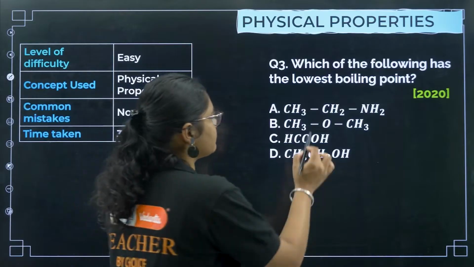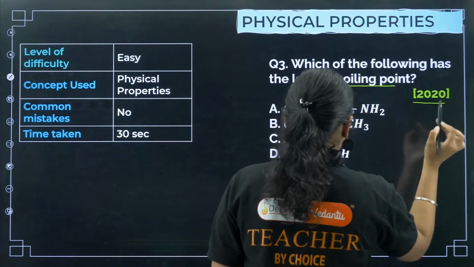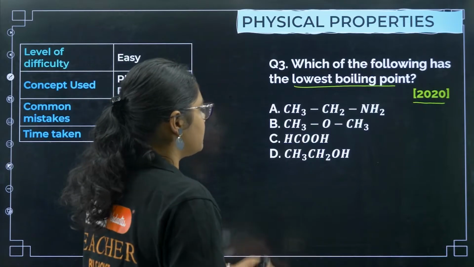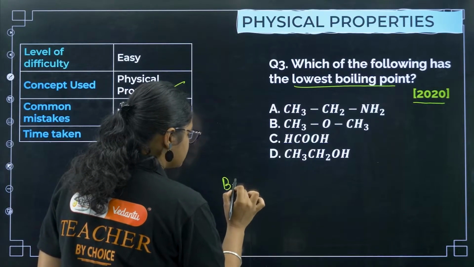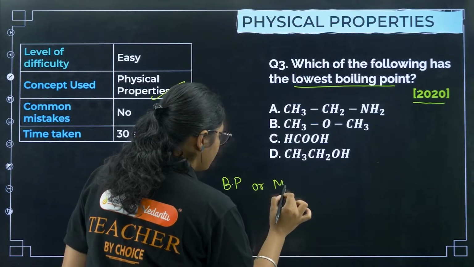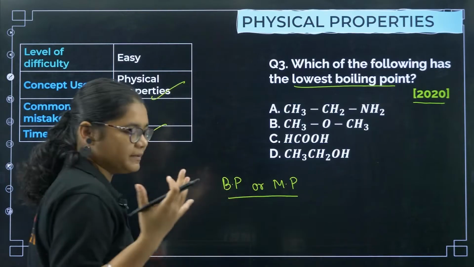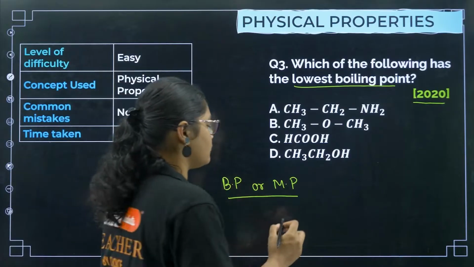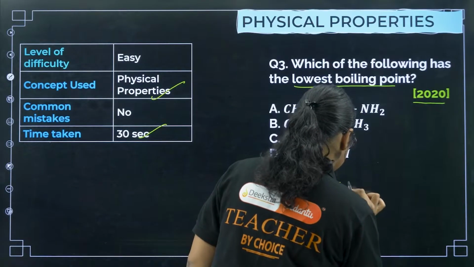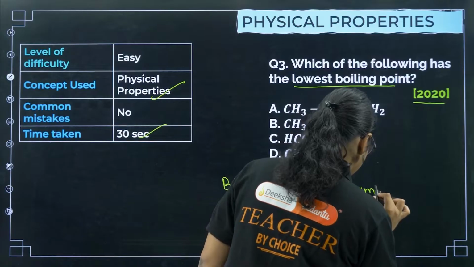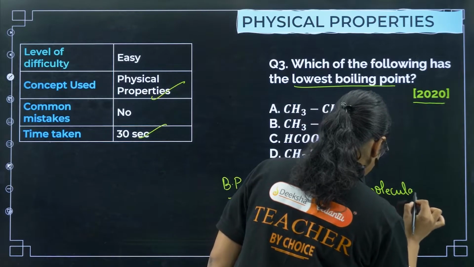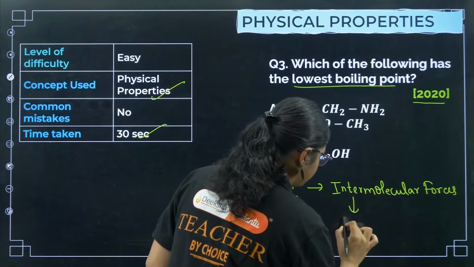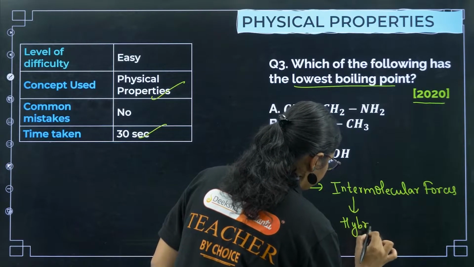Next question, which of the following has the lowest boiling point? This is a 2020 question on physical properties, a super easy question. Whenever boiling point or melting point is asked, what decides the boiling point and melting point? It is the intermolecular forces.